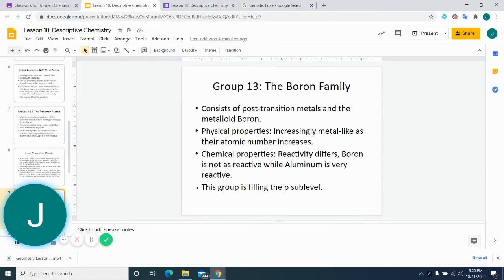Okay, then we have group 13, very creative name. It's called the boron family, which is just boron is what's on top of group 13. And this consists of the post-transition metals. So this is the metals right after transition metals. The physical properties of these is they are metal-like as their atomic number increases. The reactivity greatly differs. And this is the first group that's filling up the p sublevel.